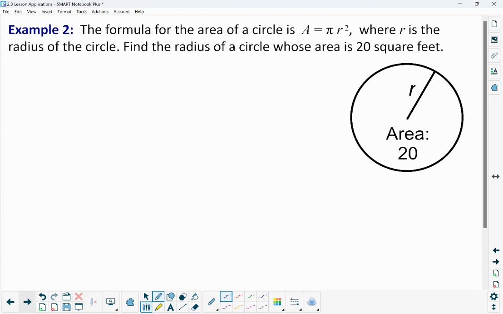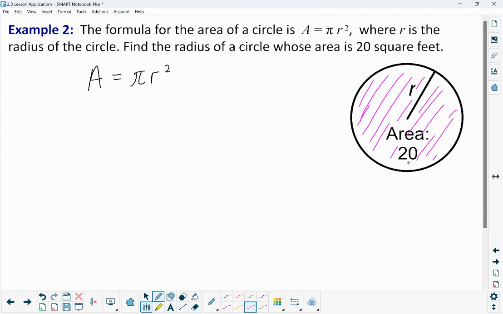Let's try another problem. For example 2, we have a diagram of a circle here, and it says that the area of the circle is 20. The formula for the area of a circle is area is equal to pi times the radius squared. And our goal is to find the radius of this circle whose area is 20 square feet. So that 20, that's the area. That's how much space the circle takes up. So in our formula, that's the A. So we're going to put 20 in place of A, and our goal is to solve for r.